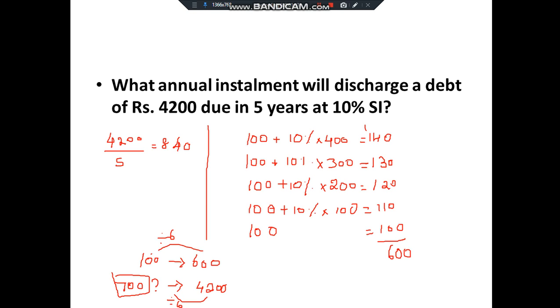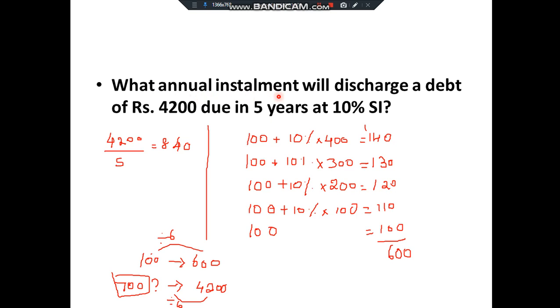First question: what annual installment will discharge a debt of ₹4,200 in 5 years at 10% SI? Understand the question carefully. We have to find the annual installment. This is annual, that is represented in years. There are also monthly installments, EMI; there we'll see how to solve it.